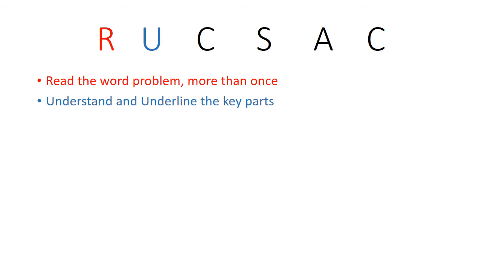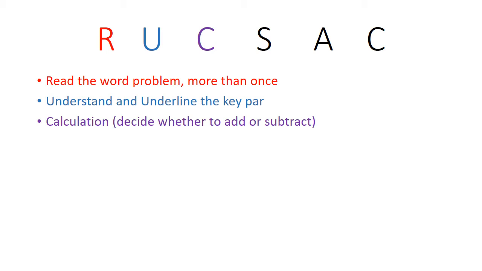Once you have read the problem, you then move on to the U, which stands for understanding it, and then underlining any key parts of the problem that you think are important. Once you have underlined, you then need to decide which calculation you need to do. Do you need to add or do you need to subtract? When you know which calculation you are doing, you can then solve the problem using the column method.